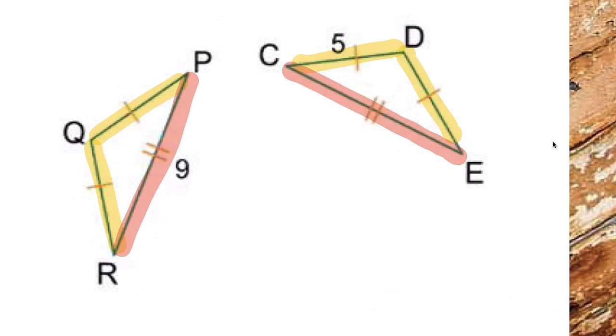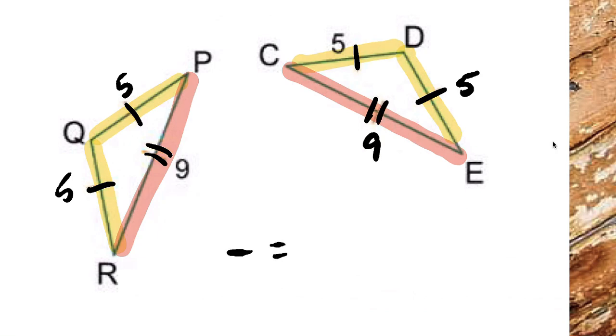So I'm going to label all my matching pieces. Because we had this marking here and here, those are both 5. We had the same marking here and here, so those are both 5. And then we had a double marking on the bottom and a double marking over here, so those are both 9. So in this case, with an isosceles triangle, 2 of the side lengths are the same. So we'll have 5 and 9. And then on the bottom, we actually have 5 and 9.